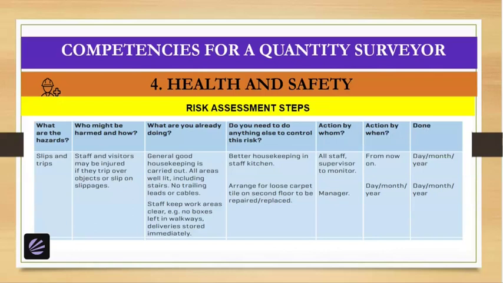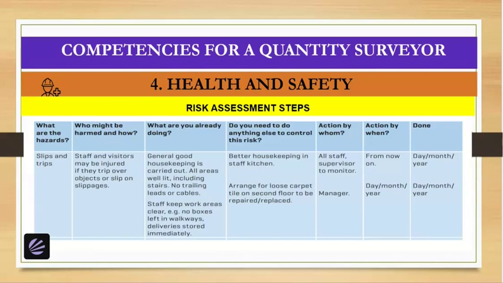So this is how the steps of risk assessment are shown. It's like identify what the hazards are, who might be harmed. For example, in case of slips and trips, staff and visitors could be injured if they trip over objects or slip on spillages. So what are you doing?